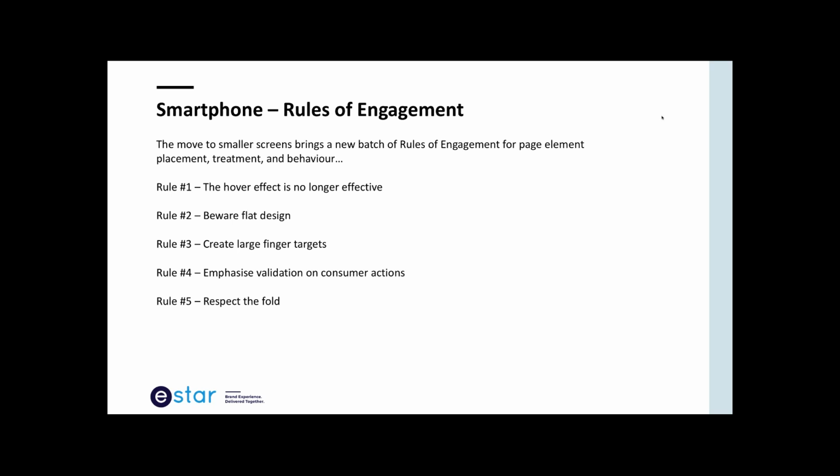Rule number 1, the hover effect is gone. It's no longer there. The device that designers use to provide visual cues when you mouse over elements on the desktop doesn't happen on smartphone. So what does that mean? When you translate the design over, you need to make sure that there are cues that are obvious that don't require hovers.